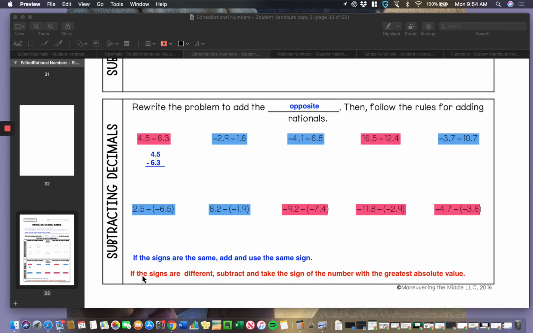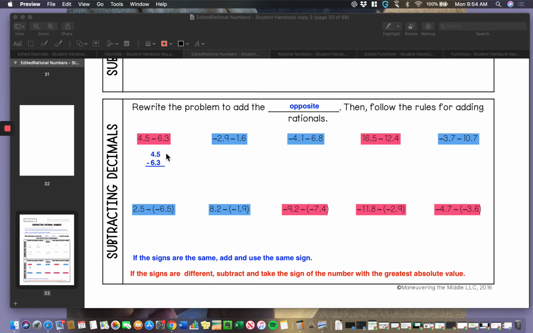Okay? But then if the signs are different, subtract and take the sign of the number with the greatest value. Okay? So you're going to want to subtract and then take the number with the greatest value. So for example, 16.5 take away 12.4, you have a positive number. That's the larger number, so it's going to be positive right there.